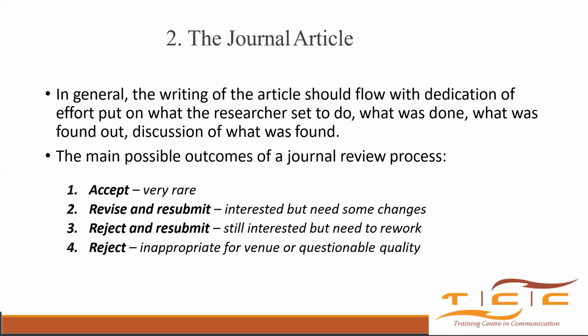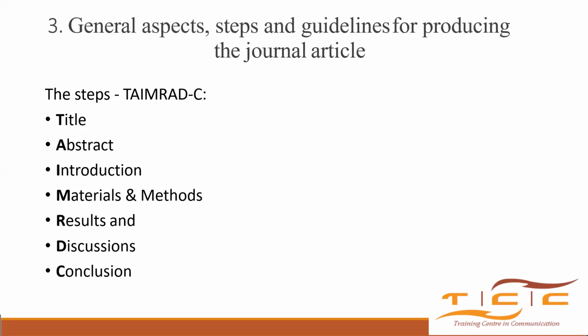Just revise and bring it back to us. Another outcome could be reject and resubmit. It means we are still interested, but we need to rework. We are still interested in what you want to publish, but as it is right now, just go and do it. This is where we talk about major revisions. Major revisions are where we are telling you we cannot publish this as it is, so you need to rework. Minor revisions is where we are telling you to revise and resubmit. And sometimes it's flat out rejection. I've given reasons why this can happen.